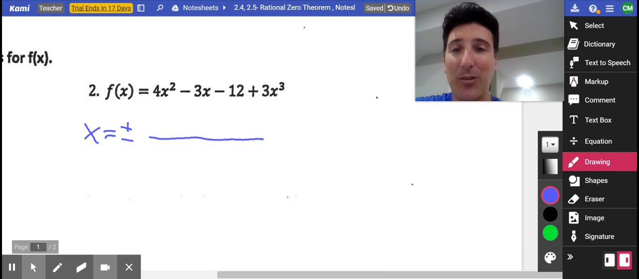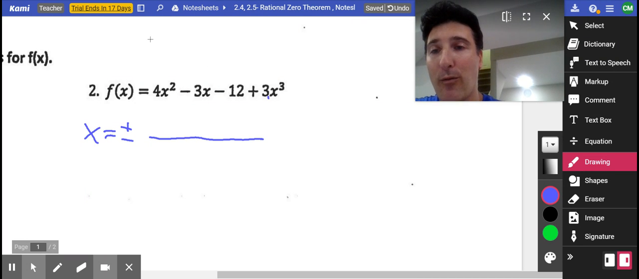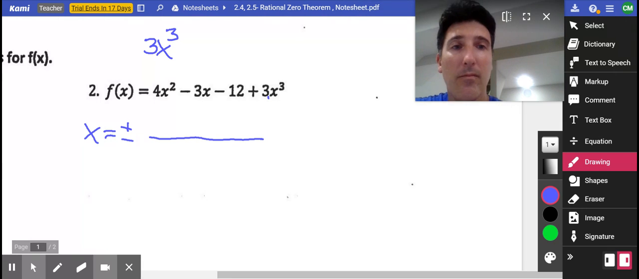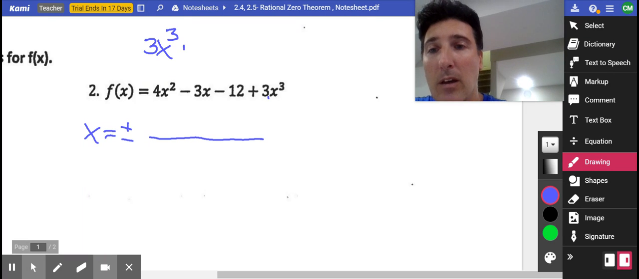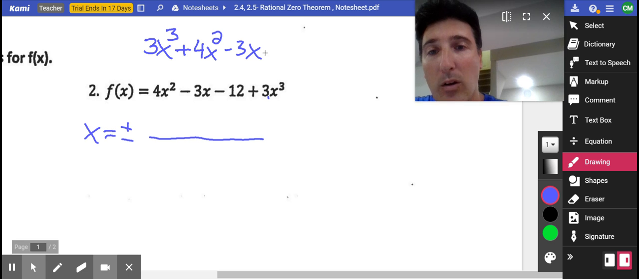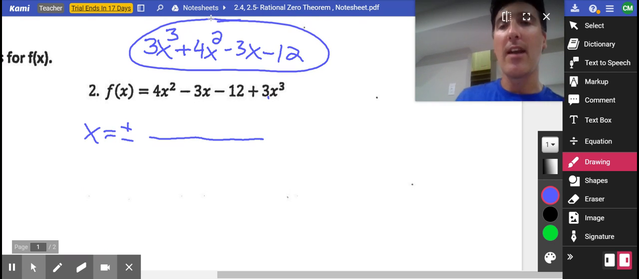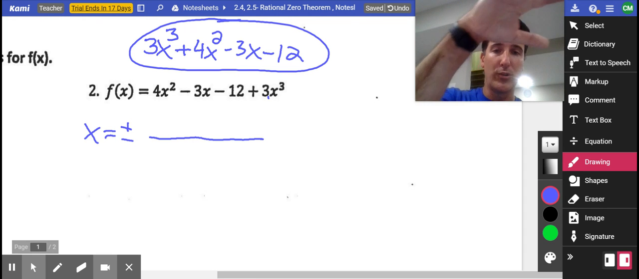Well, the one thing actually is a little tricky here, and I was almost going to start writing them down. This actually is out of order. It's not in standard form. This actually is the leading coefficient. So I would want to move this all the way to the front. So it's 3x cubed plus 4x squared minus 3x minus 12. All right, you don't want to fall for that. I almost did right there. Okay, so make sure it's in standard form. You start with your highest exponent, then you go to your constant.